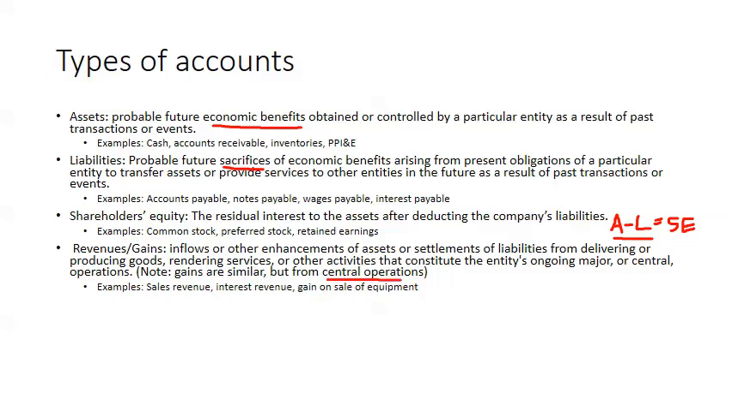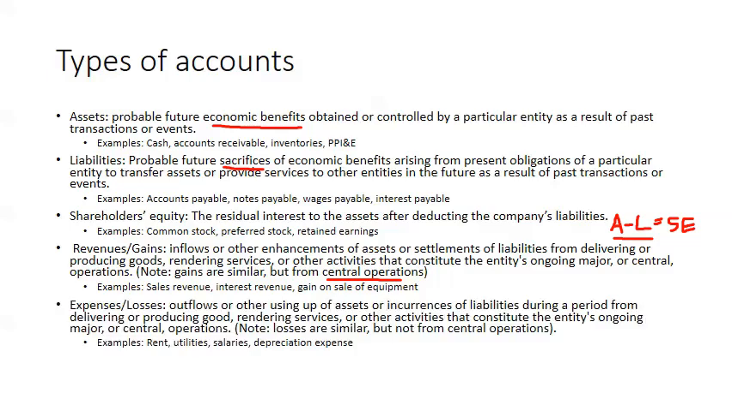That's kind of what makes them distinguished. Examples are sales revenue, interest revenue, gain on sale of equipment. You don't always sell your equipment, so it's not central to your operations. So those primarily we think of providing a service or delivering a good that results in a revenue.